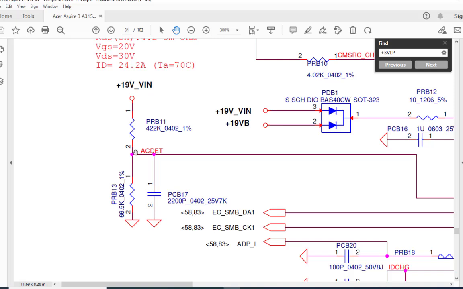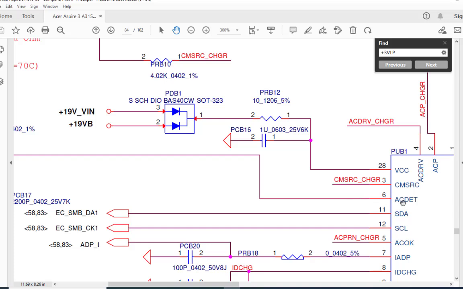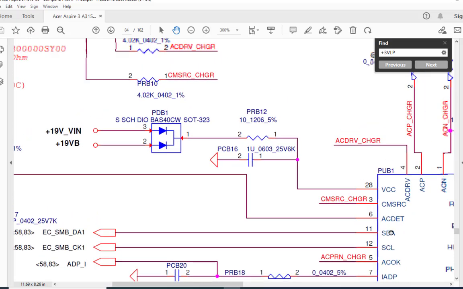There are two resistors connected in series, and 19 volt is given here. This resistor is PR811, and the value of this resistor is 422 kilo ohms, 1% tolerance, and this resistor value is 66.5 kilo ohms, 1% tolerance. So somewhere around 2.4 volt will be generated, and this 2.4 volt is given to pin number 6.